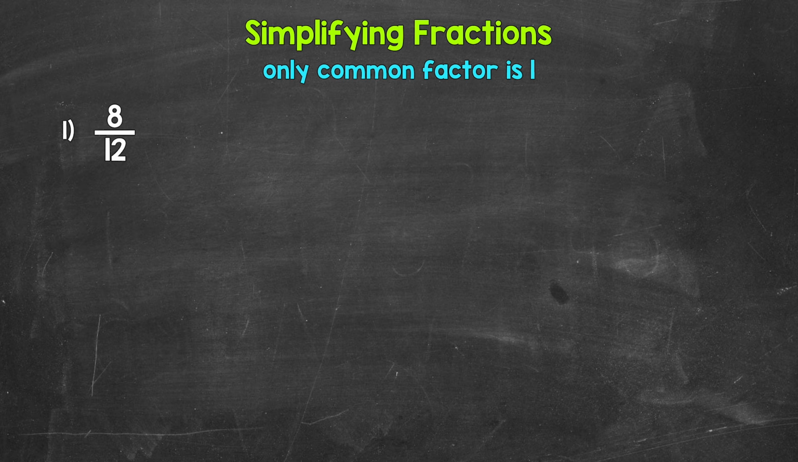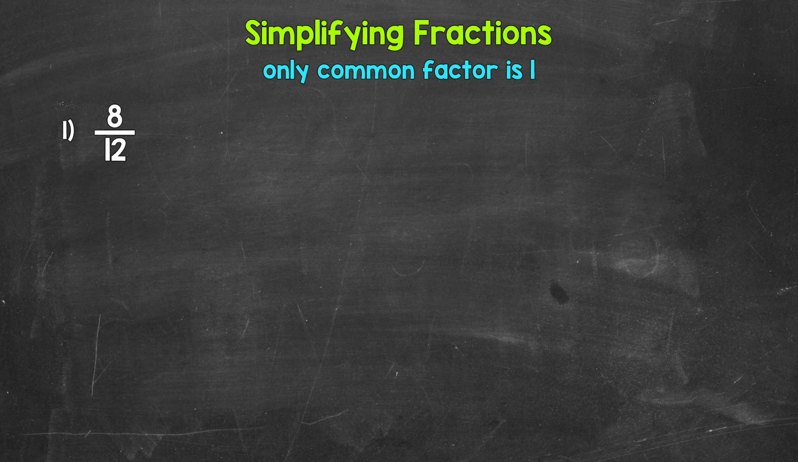We do this by finding common factors between our numerator and denominator. And factors are numbers that we can divide our numerator and denominator by without getting a remainder. Once the only common factor is 1, the fraction is in simplest form. Basically, that means we can't break the fraction down any further. So when we're simplifying fractions, we need to be thinking, is there anything we can divide the numerator and denominator by? Let's jump into our examples, starting with number 1, where we have 8/12.